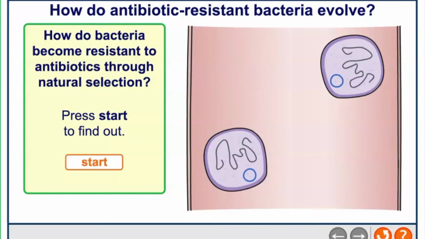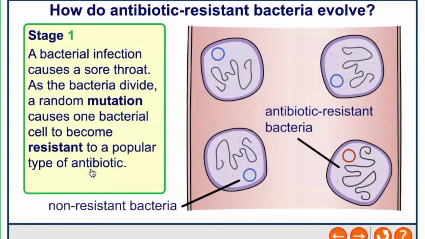So how do antibiotic-resistant bacteria evolve? Stage 1. A bacterial infection causes a sore throat. As the bacteria divide, a random mutation causes one bacterial cell to become resistant to a popular type of antibiotic. So here we have our antibiotic-resistant bacteria and our non-resistant bacteria.